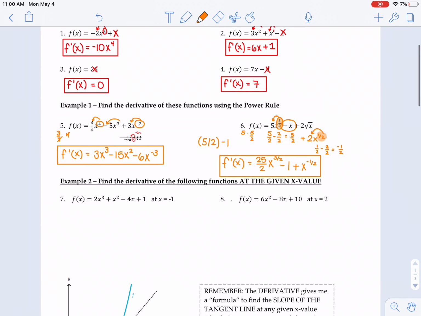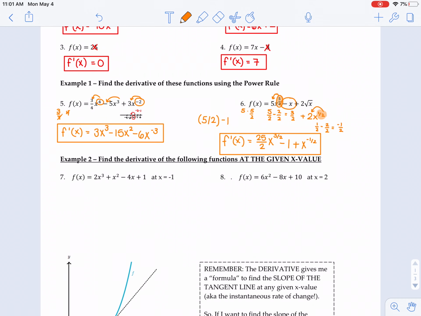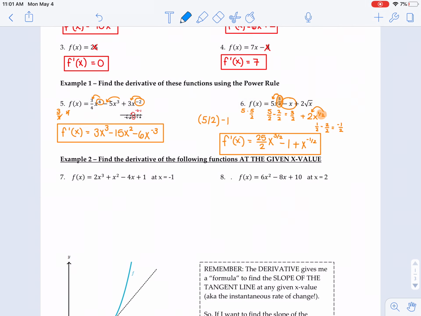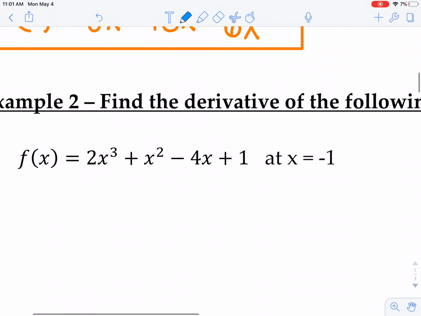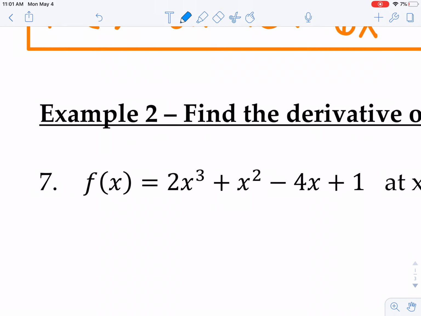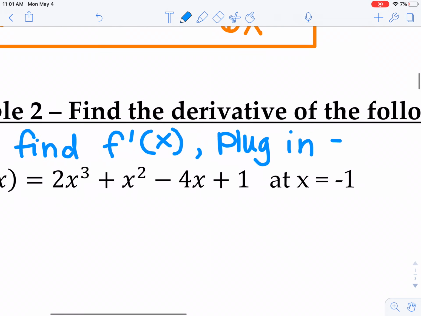Okay, so now we're going to transition into talking a little bit about slope and to kind of warm up into that, the next skill I'm going to have you guys do is find the derivative of a function at a given x value. So if I say, what's the derivative at x equals -1, all I'm going to do is find the derivative. So find f prime of x, and then take that answer and plug in the given value. So in this case, I'm going to plug in -1.